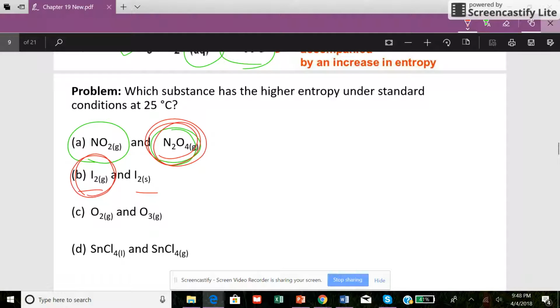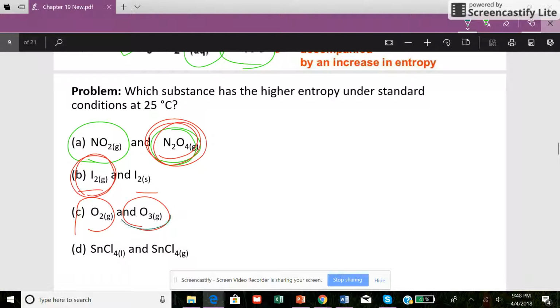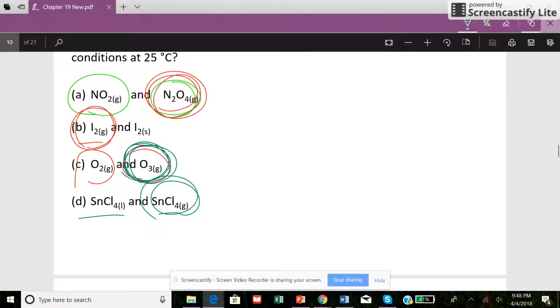If you compare O2 and O3, you can see that O3 is bigger, therefore it will have higher entropy. Between liquid and gas, of course, gas will have higher entropy. Okay, and that's pretty much it for this lesson.